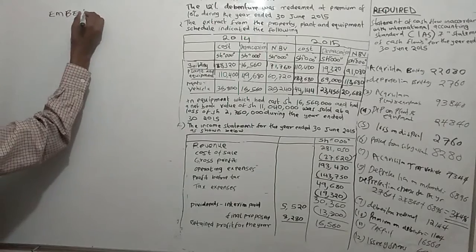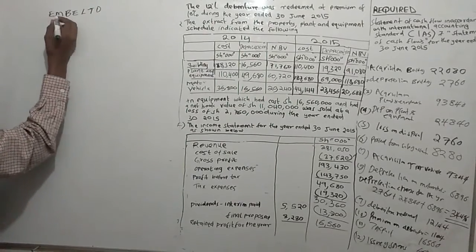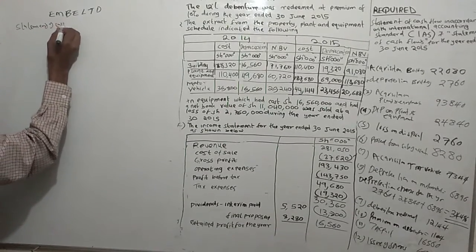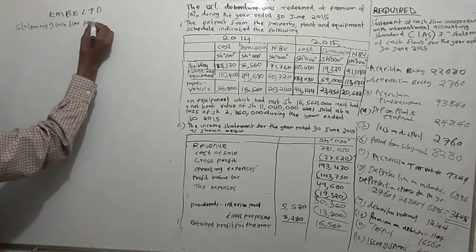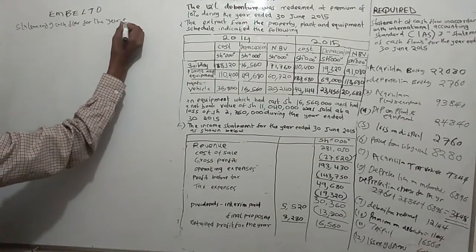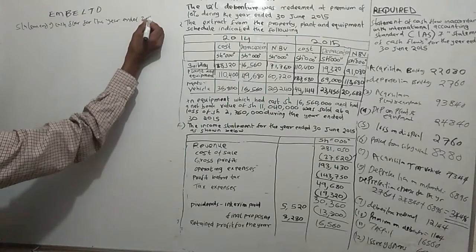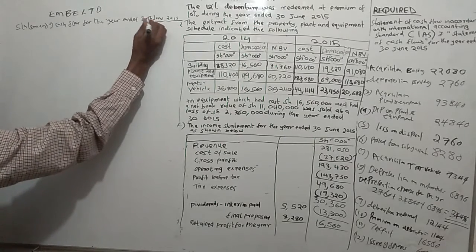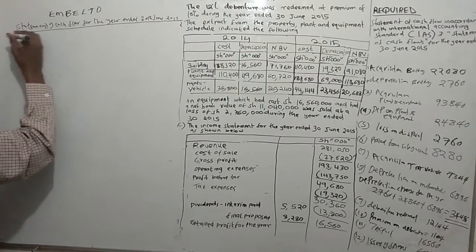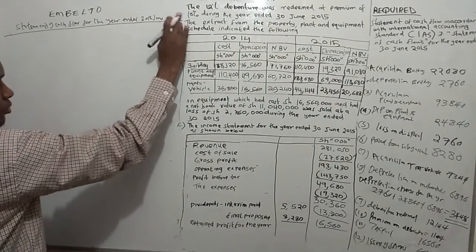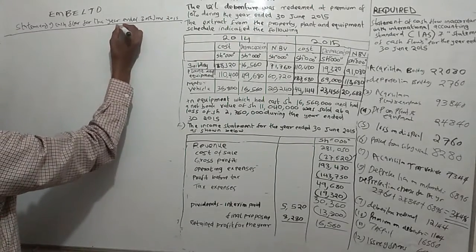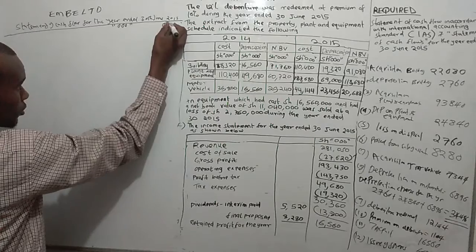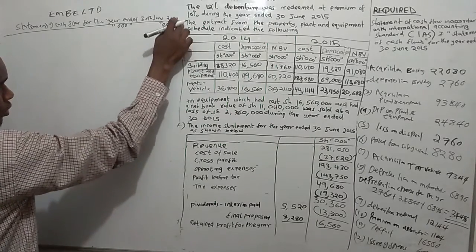MB Limited, statement of cash flow for the year ended 30th June 2015. Let's have our figures in. Remember our figures are in thousands, so let's have here 0, 0, 0, and also here we'll have 0, 0, 0. Now we're going to start.